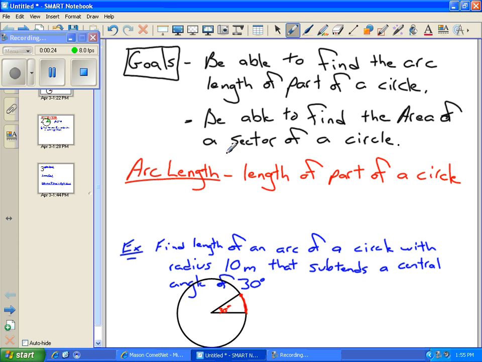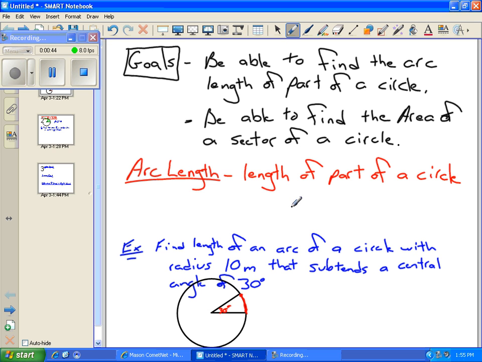We're going to start out with arc length. When we talk about arc length, we're talking about the length of part of a circle. If you look at my example down here at the bottom, I got a circle, I got a central angle drawn in there. We just want to figure out, what's the length of what I got highlighted there in the red.